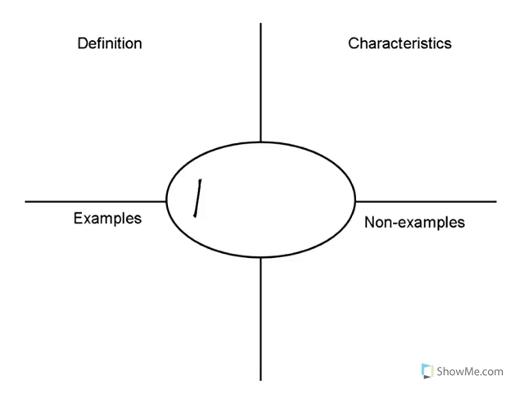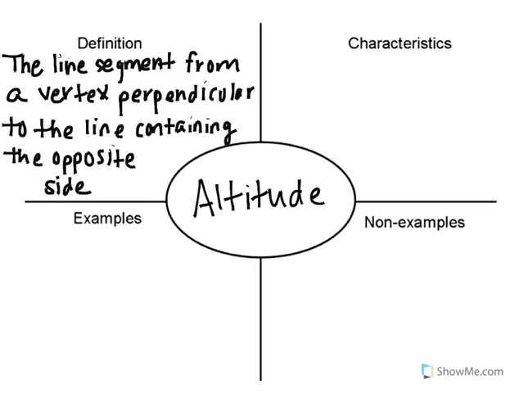The next vocab we're going to look at is the altitude of a triangle. So the definition of an altitude is the line segment, again, from a vertex, but very importantly, it's perpendicular to the line containing the opposite side. And I'll tell you what that means when we go through this example. Let's look at a picture and the examples to help us understand this a little bit better.